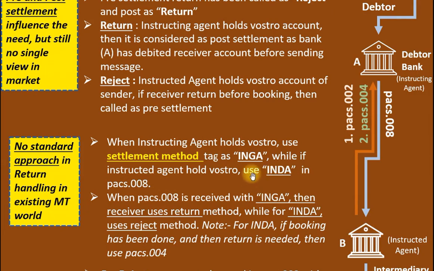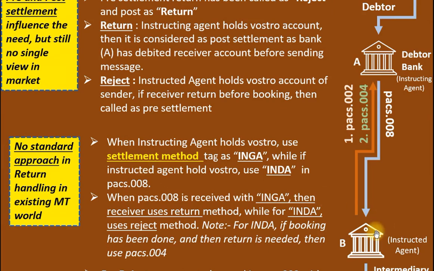So now what it is saying, when PAX 8 is received with INGA, then the receiver uses the return because his account is already debited. So it will be return. While for INDA, it will use the reject method. So that is the basic definition and how this method has been improved with the settlement method.